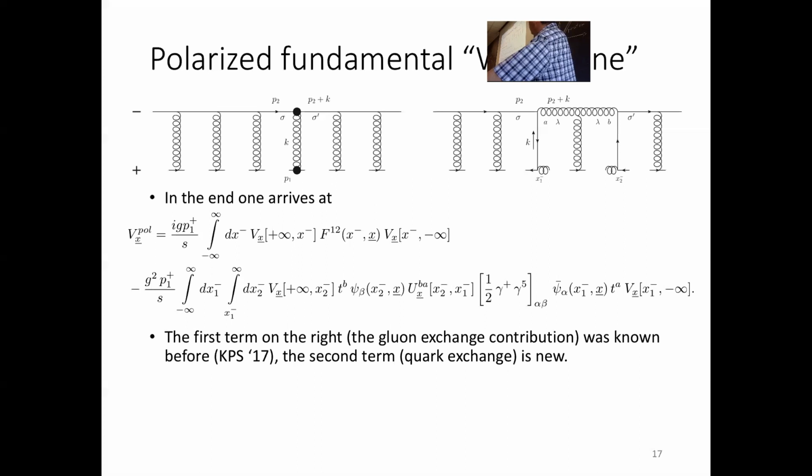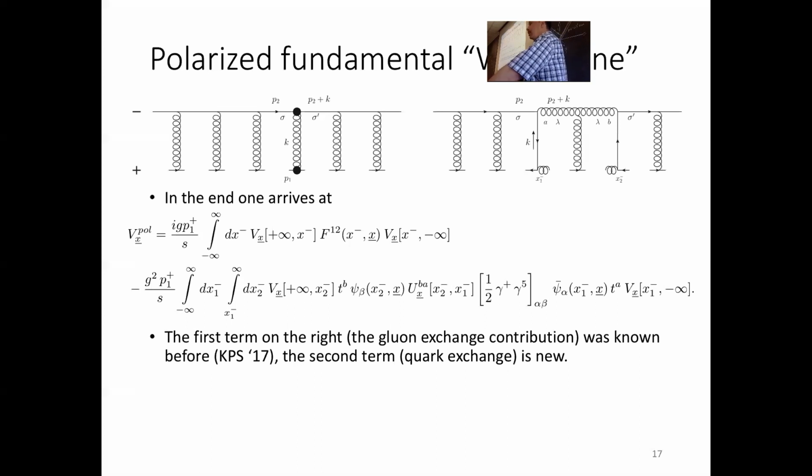So V is a fundamental Wilson line, U is an adjoint Wilson line. Since we also have a gluon propagating and interacting eikonally here, we have the gluon Wilson line. Otherwise, there's a gamma matrix structure, which is familiar to everyone who knows and loves longitudinal spin. So there is a gamma plus gamma 5, which comes out. It's not being put in by hand. We just do the calculation, and we get this operator.